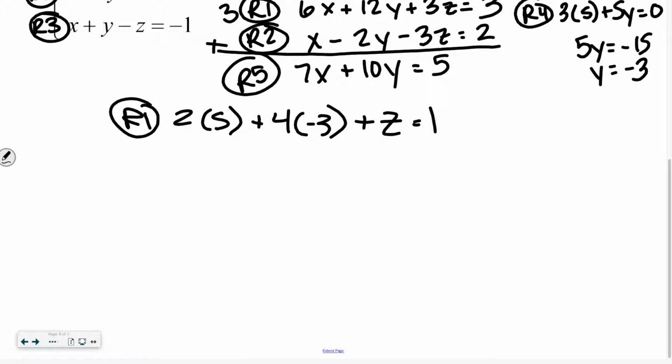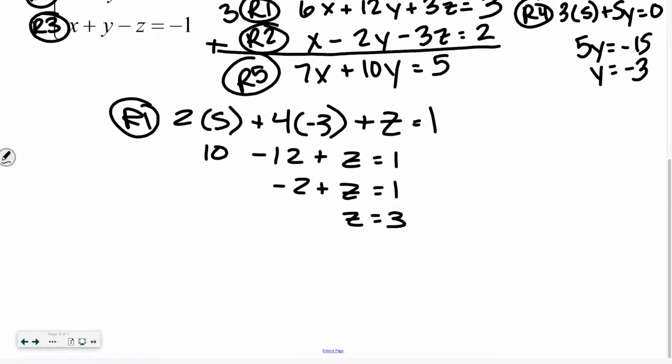Yes, ma'am. Why would you plug it into row 3? You could plug it into row 3. I don't want to plug it into row 3 only because then I have the negative z right there. Then I'd just subtract those things to the other side. It doesn't matter, so if you want to do row 3 in your notes, you can. 10 minus 12 plus z equals 1. That's negative 2 plus z equals 1, so z equals 3. You should get the same answer in the 3rd equation.